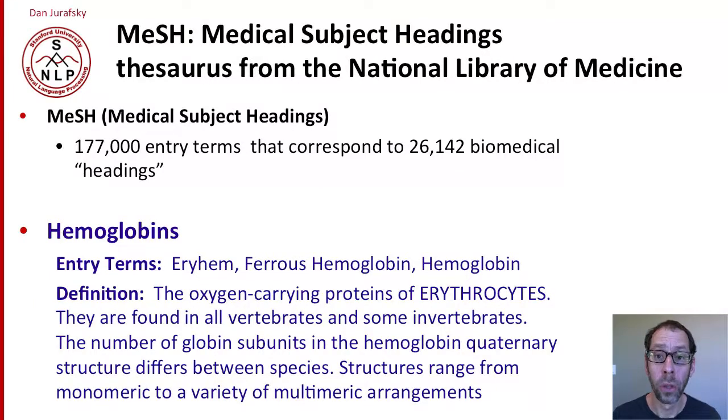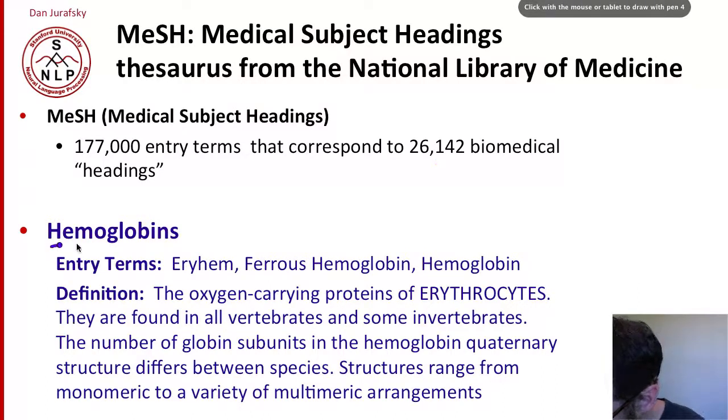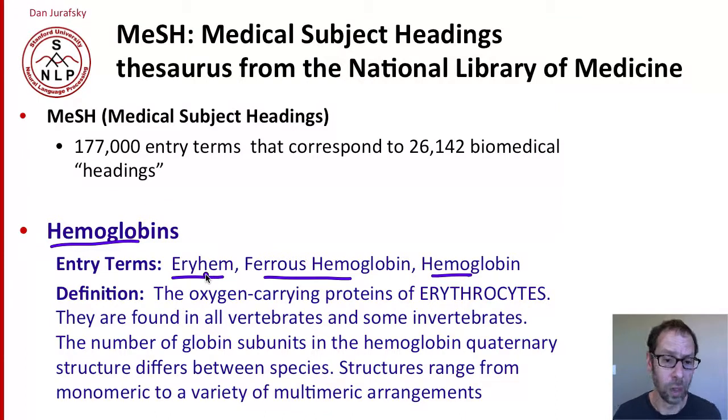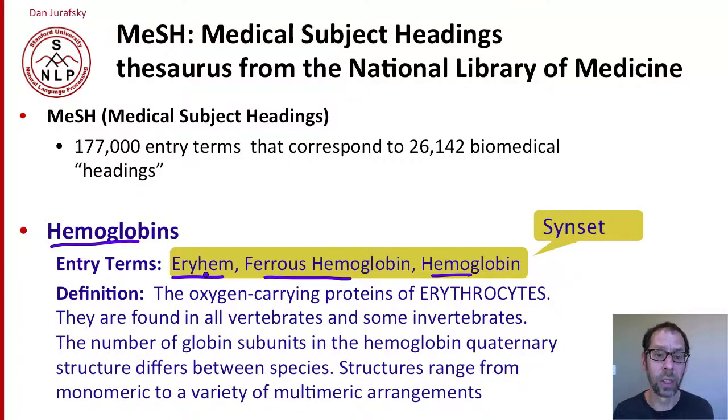Another important thesaurus or ontology is MeSH, the Medical Subject Headings Thesaurus from the National Library of Medicine. So this has almost a couple hundred thousand entries corresponding to a lot of headings. So here's one, hemoglobin, and it has a set of what are called entry terms, hemoglobin, ferrous hemoglobin, and I don't even know how to pronounce that word. And these correspond to the synsets in WordNet. This is the set of synonyms for defining hemoglobins. And then we have a gloss as well.